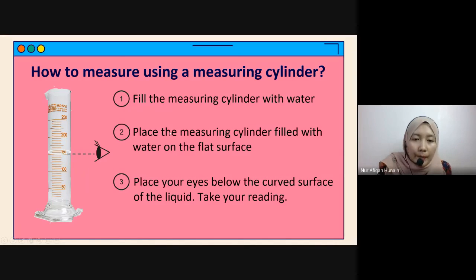Okay, I repeat. Fill the measuring cylinder with water. Place the measuring cylinder filled with water on the flat surface. Third one is place your eyes below the curved surface of the liquid, the meniscus. Then take your reading below the curved surface. You cannot look in front of the measuring cylinder.